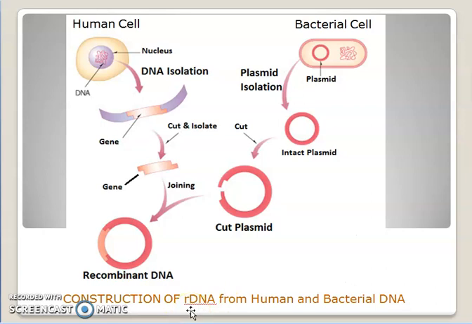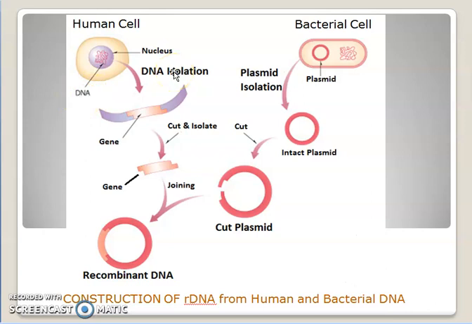So how is it being done? Let's see. This is the human cell and this one is the bacterial cell. The human cell has a nucleus, and inside the nucleus there is all the DNA. And this DNA is also known as the genome. You might have remembered the genome.